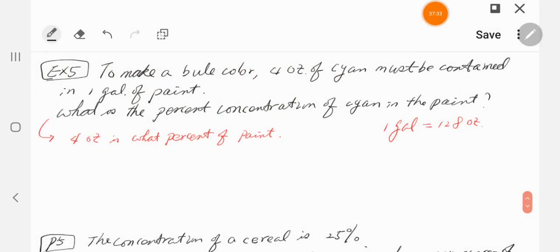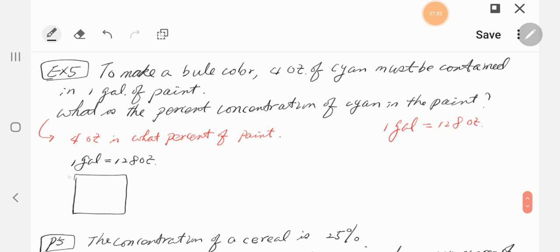Okay, example 5. Please read the question. To make a blue color, 4 ounces of cyan must be contained in 1 gallon of paint. So here is 1 gallon of paint. 1 gallon is equal to 128 ounces.